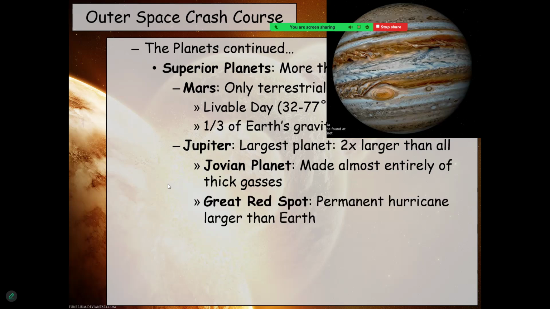It's got a permanent hurricane on it. It's called the Great Red Spot. You can see it there in that picture in the bottom left-hand side of Jupiter. We assume it's permanent. It's been there as long as we've been looking at it.